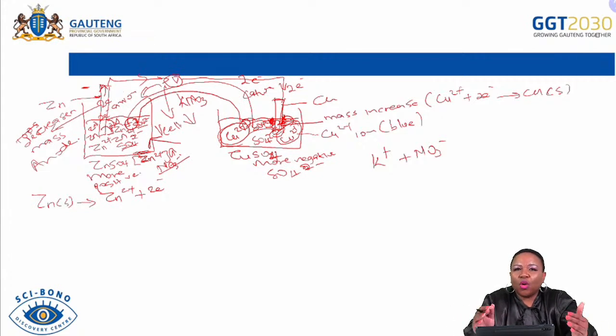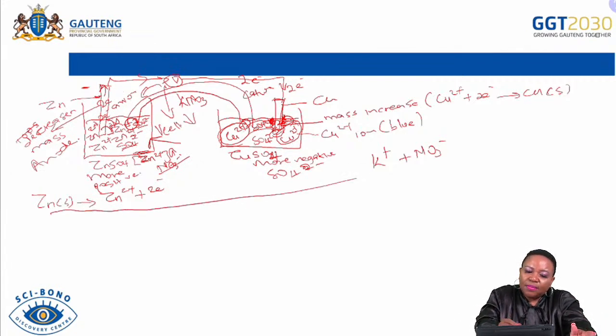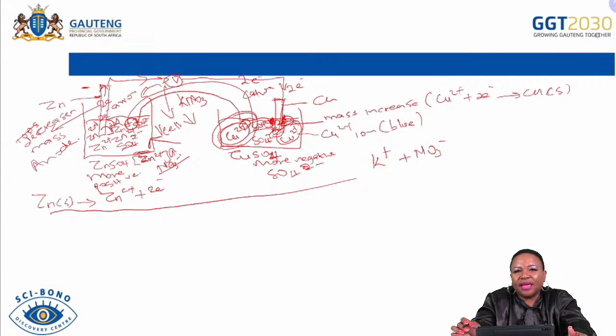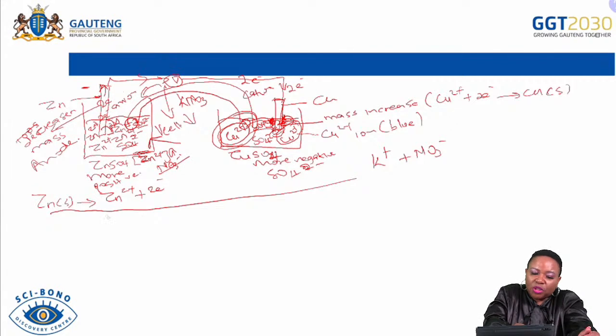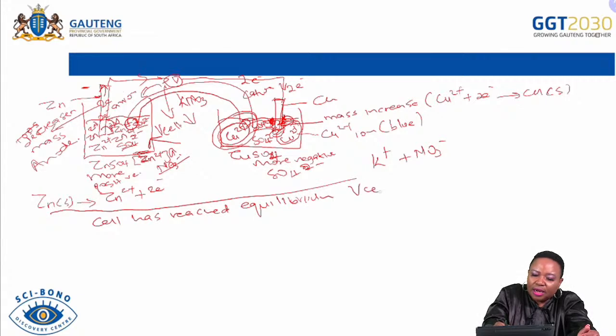That will occur until there are no electrons formed anymore. At that stage, the ions that are accepting the electrons are used up, or finished from our electrolyte, and we say our battery is flat. When our battery is flat, we say the cell has reached what? It has reached equilibrium. And when the cell has reached equilibrium, our V cell is equal to 0 volts.